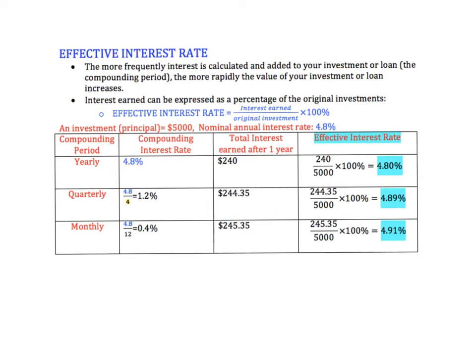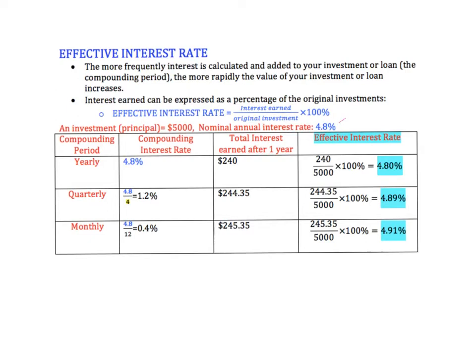So what effective interest rate is really commenting on is how we made more money when we compounded it more regularly. The more frequently interest is calculated and added to your investment or loan, the more rapidly the value of your investment or loan increases. Interest earned can be expressed as a percentage of the original investment. So effectively, they're going to show you what you actually earned, even though all the nominal rates were 4.8. So let's have a look at this one.